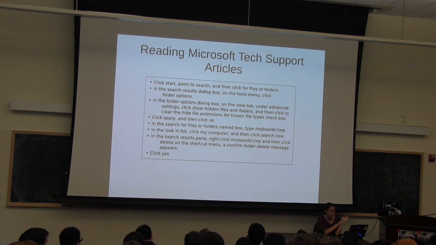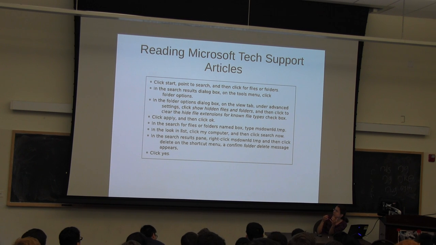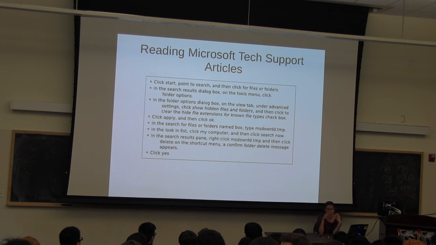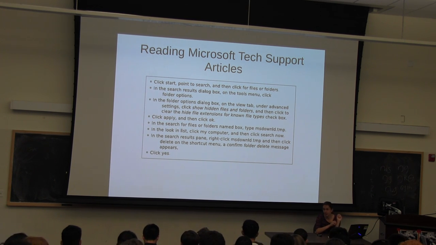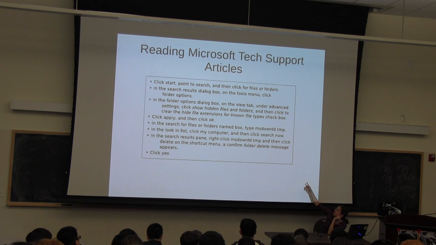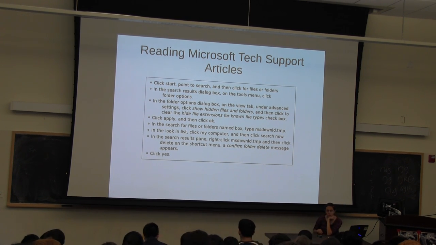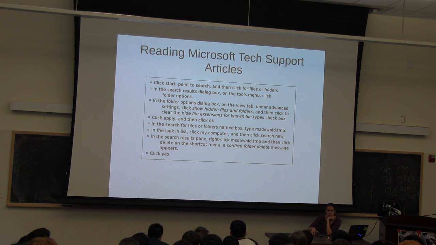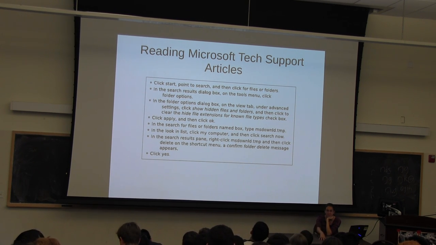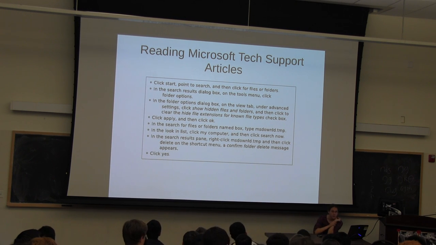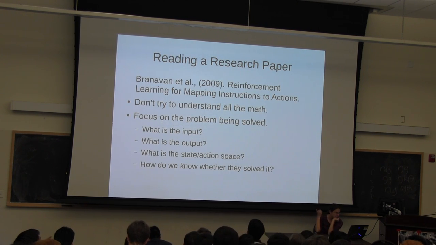We're going to read a research paper. I'm going to ask you to read the research paper. It's already up on the schedule. It's about an AI algorithm, and it uses gradient descent, like the simulated annealing that we talked about, to make an AI algorithm that can read instructions like these. So this is like click start, point to search, and then click for files or folders, and translate that into actual mouse movements of a computer, a Windows machine, to follow these instructions. It's called reinforcement learning for mapping instructions to actions.